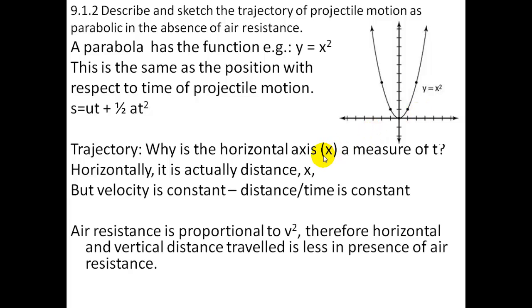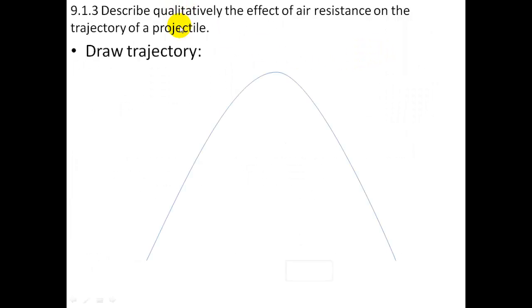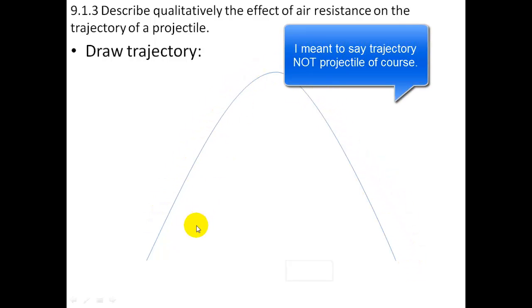Now, when we have air resistance, the air resistance is proportional to v squared. Therefore, the horizontal and vertical distance travelled is less in the presence of air due to the air resistance. So then that will not be quite a parabola, but we need to be able to sketch what it looks like. Describe qualitatively the effect of air resistance on the trajectory of a projectile. This is a projectile with no air resistance. Then we have to draw a projectile where there is some resistance, and it will look something like this.